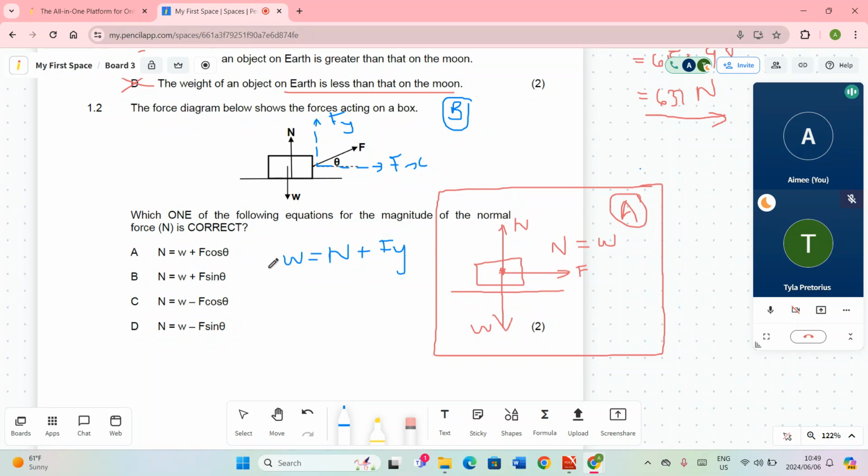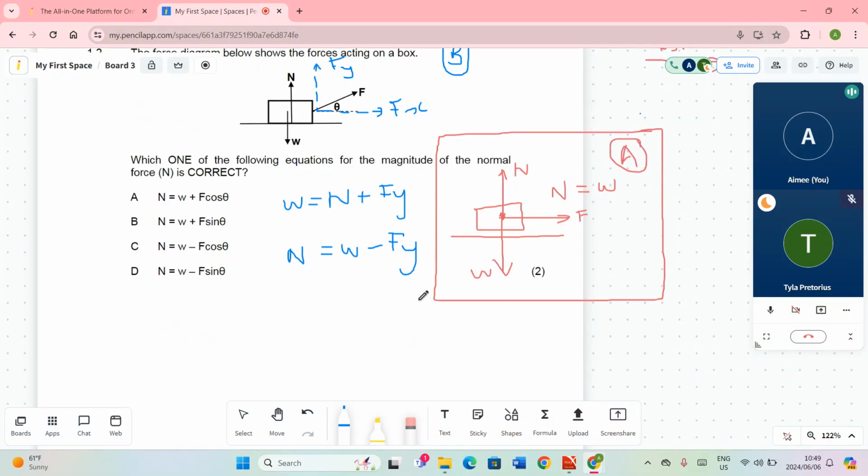So in order for us to figure out what normal force is, we need to make normal force the subject of the equation. So normal force is equal to weight minus Fy. Okay? But Fy is not an acceptable format for this question. So we need to put Fy into terms of theta. Okay? And we do that by doing this.